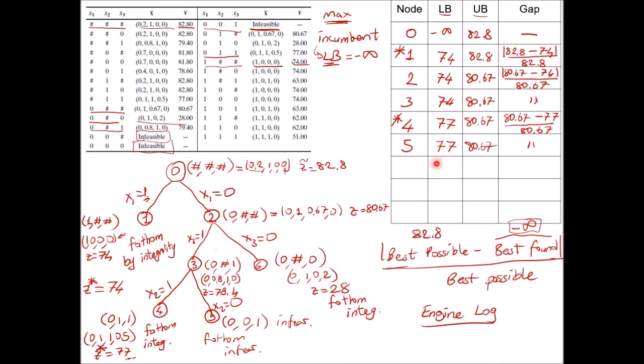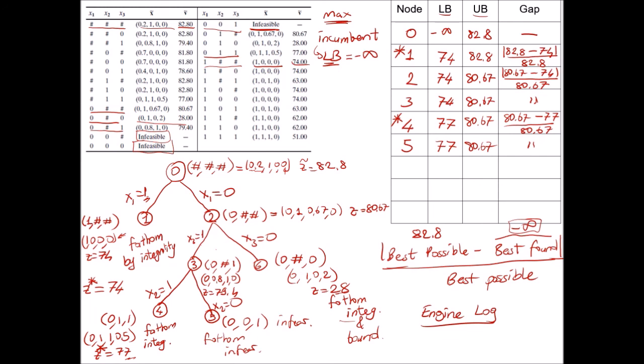And when I compare these two with each other, it's obvious that my previous integer solution is better than this value 28. So it means that I can also fathom by bound. So both of them are okay. You can write fathom by integrality or bound. And if you say fathom by integrality, then you need to also check if this value 28 is better than your previous incumbent solution. And no, my previous solution is better than this one.